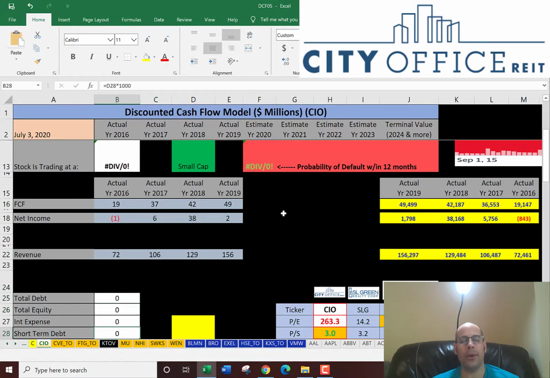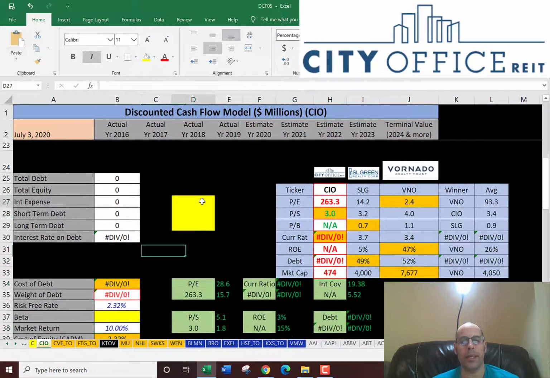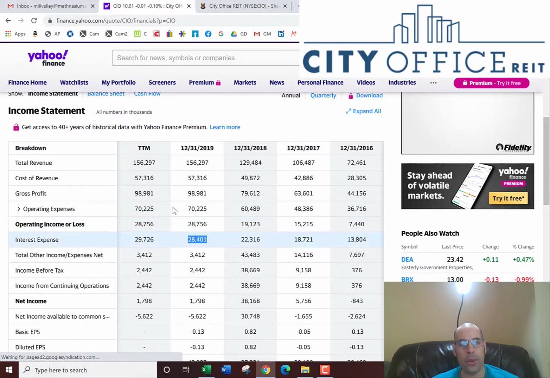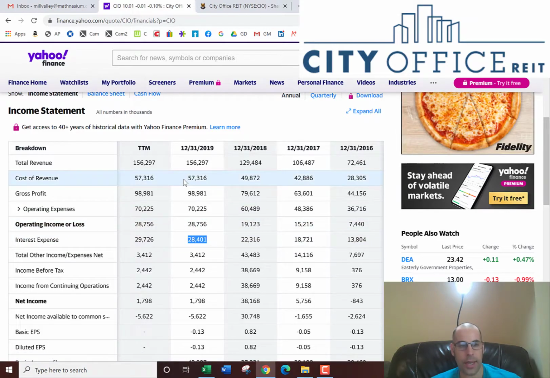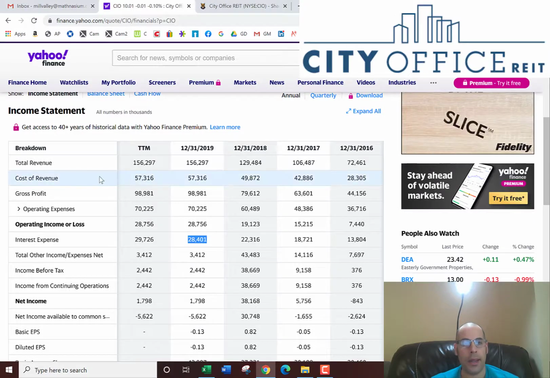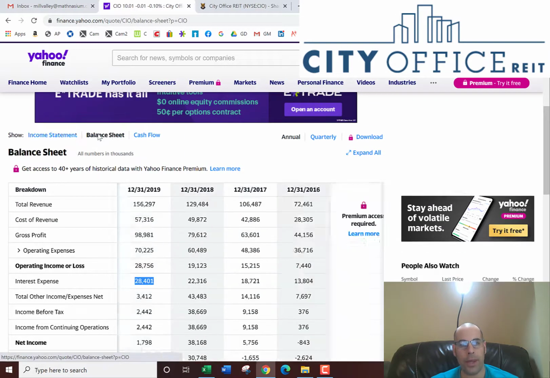Let's look at the capital structure of the company to figure out what discount rate to apply to the future cash flows. So they pay $28 million of interest on their debt, and that's on the income statement. And let's see how much debt they have. We'll go to the balance sheet.